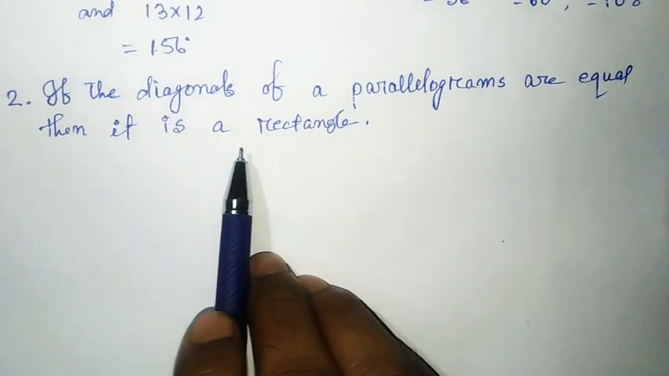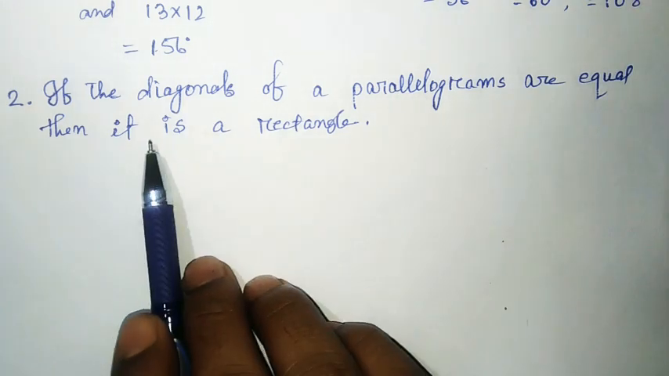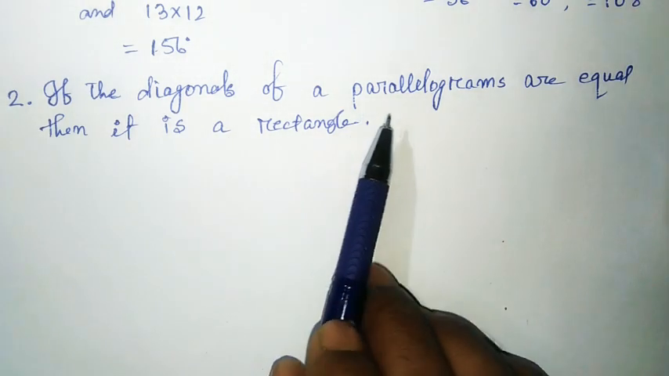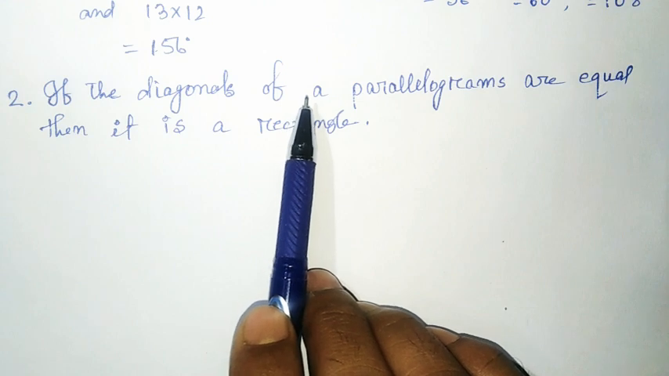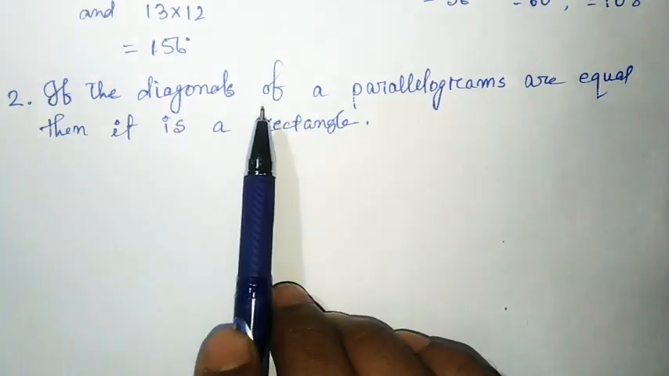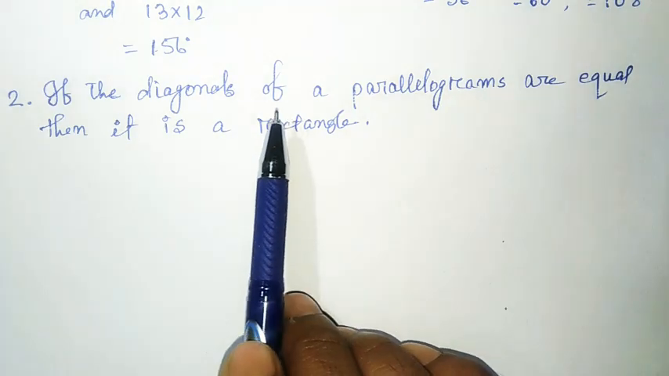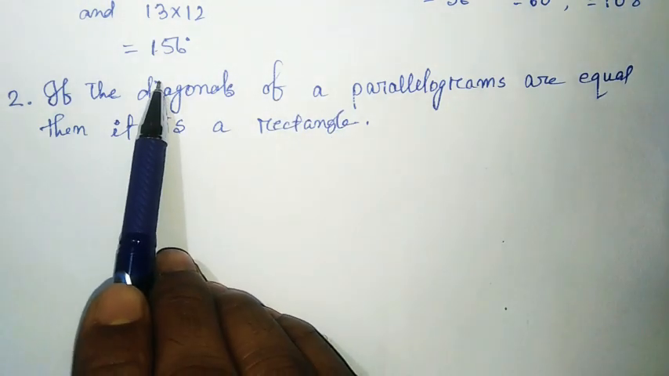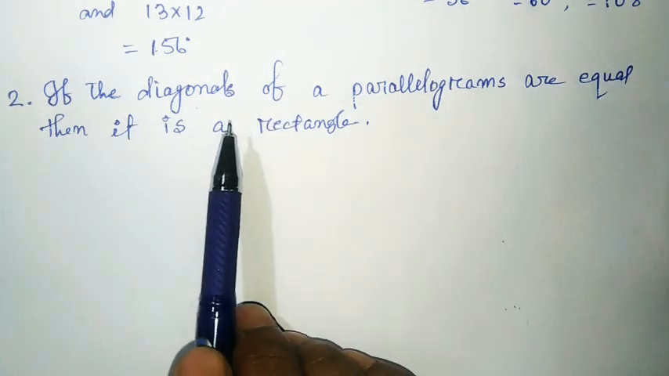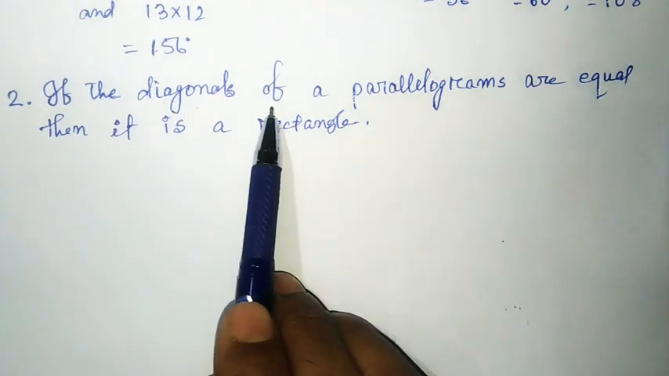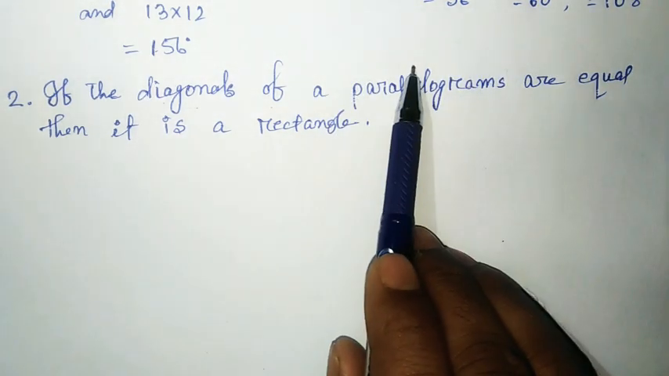Let's see question number 2 of the same exercise. If the diagonals of a parallelogram are equal, then it is a rectangle. That means if in a parallelogram both the diagonals are equal, then that parallelogram will be a rectangle. What is the information given to us? Diagonals of a parallelogram are equal. Here two things we have to notice: diagonals are equal and it is said to be a parallelogram.